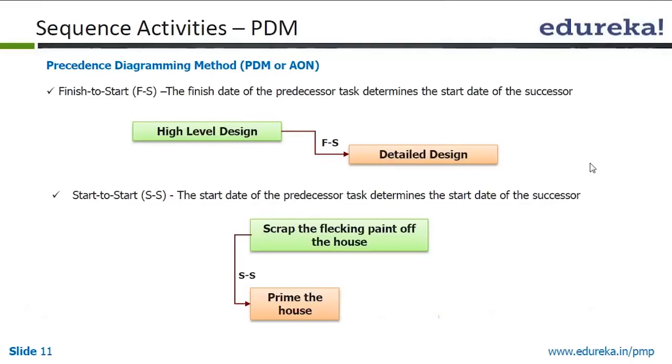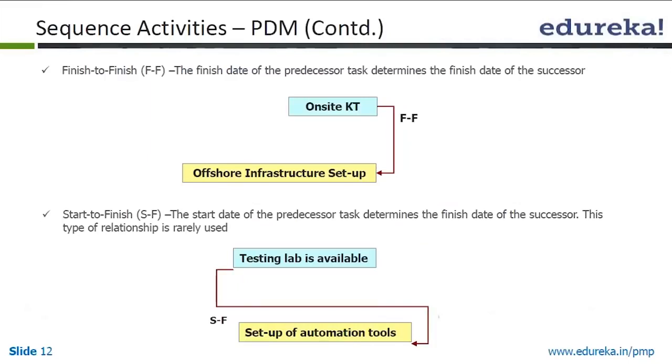It has 4 relationships: finish to start, which is the most common, start to start, finish to finish, and start to finish. Now start to finish is the least used, as it can be done very easily by a finish to start.